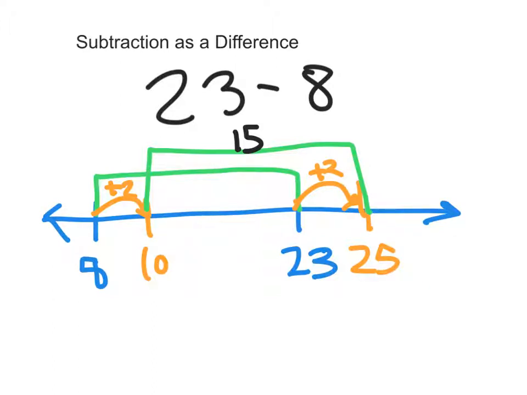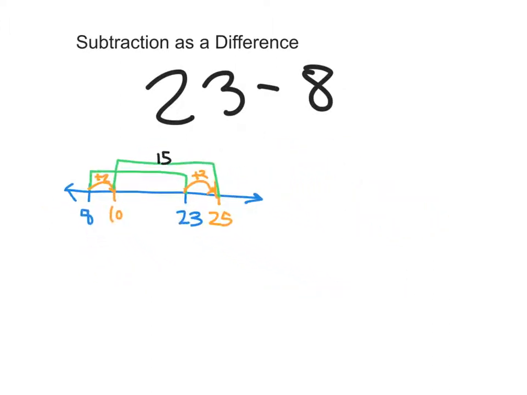Now, one thing about this, though, is that to understand that this is a difference, you have to understand that if you add 2 to both your minuend and your subtrahend, you end up with the same difference. And so it's pretty sophisticated thinking, but pretty cool thinking.